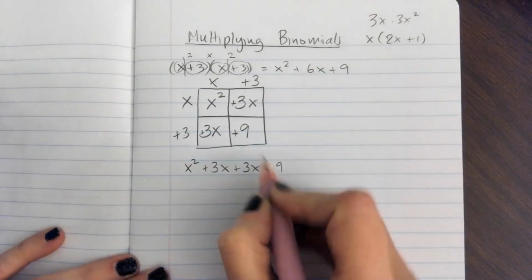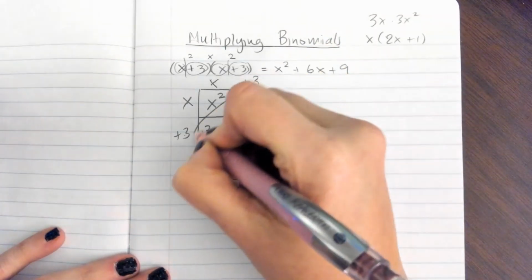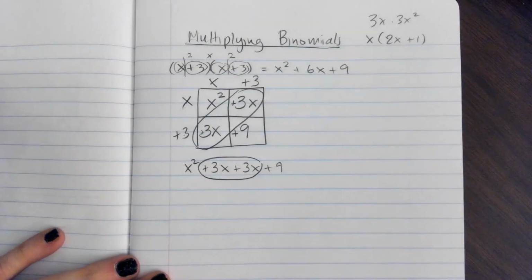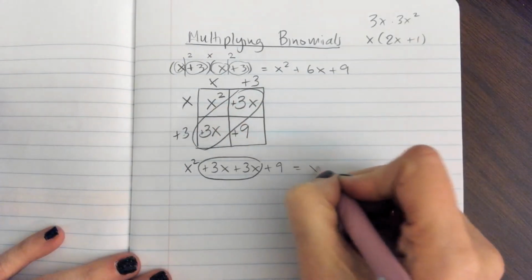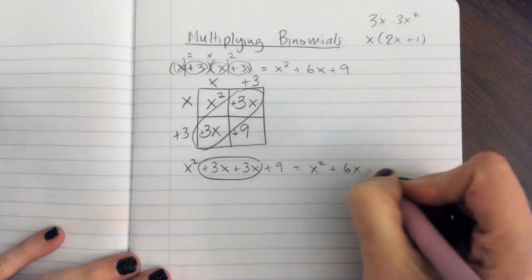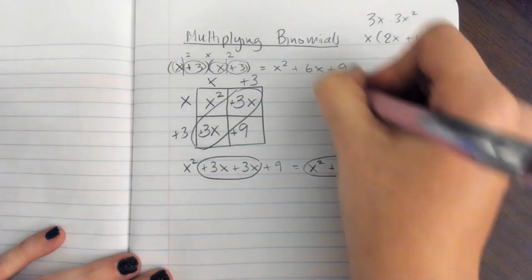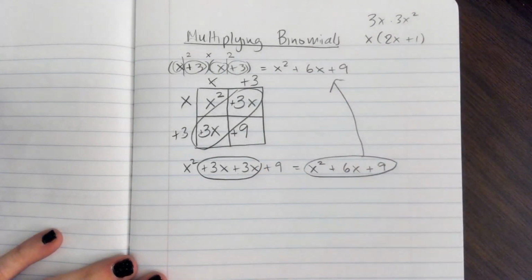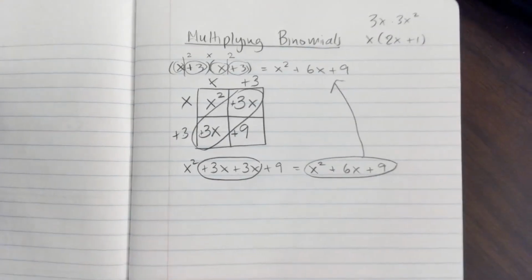Now notice, if I look, I've got like terms right here in the middle. They also are right here in my model. So I'm just going to combine those terms. So I have an x squared and 6x's and 9, which is the exact same answer as I got right there. Okay? Let's try another one. This time, I want you to try this one.